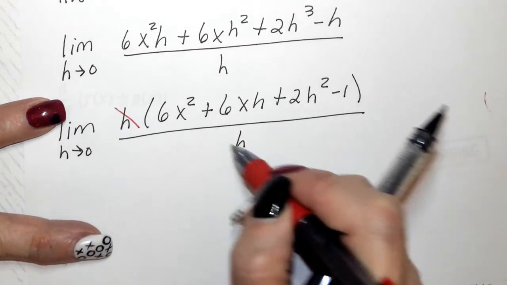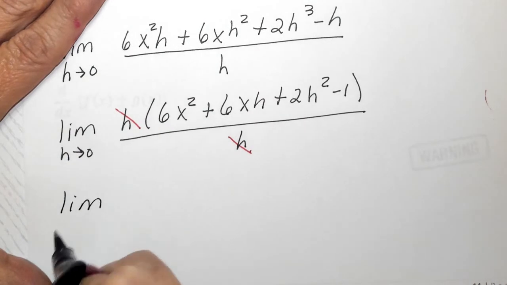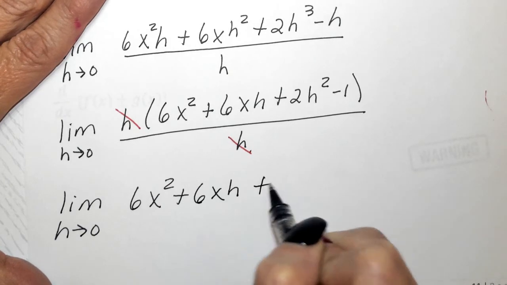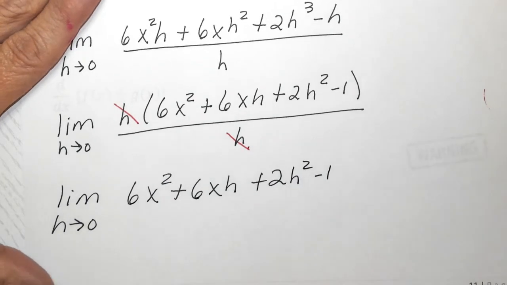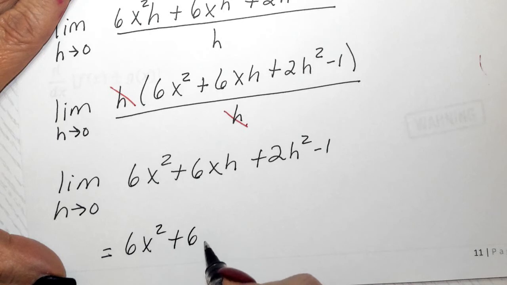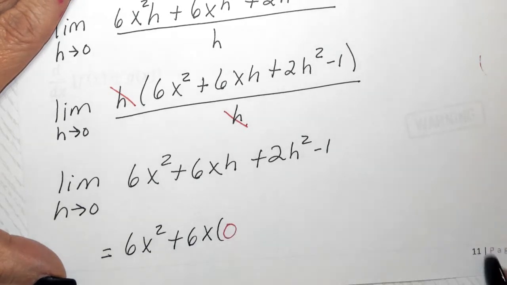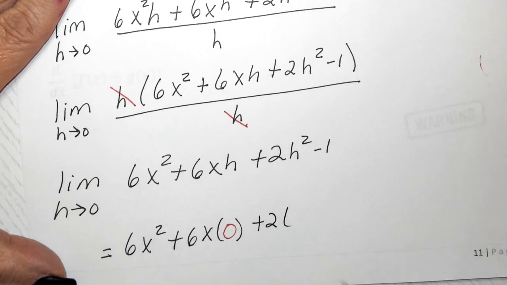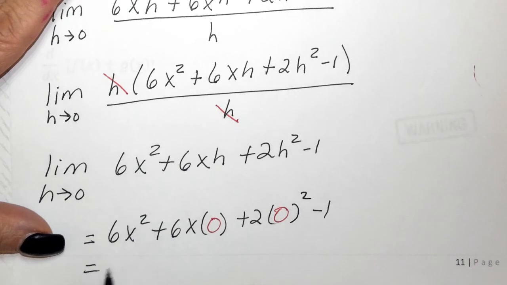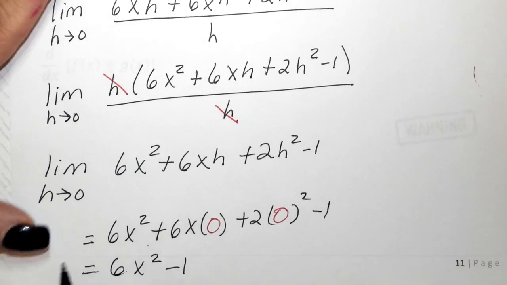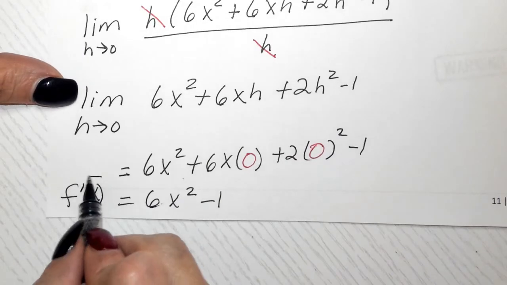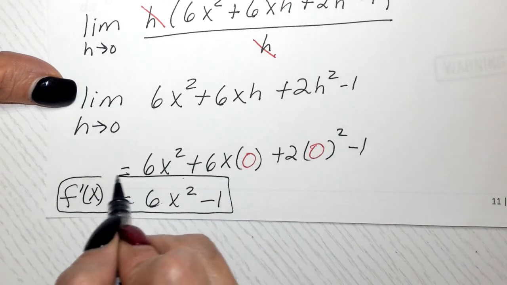Now the h's are going to cancel out. So I'm going to get the limit as h approaches 0 of 6x squared plus 6xh plus 2h squared minus 1. So here's what's going to happen. When I plug 0 in, 6x squared plus 6x times 0 is a 0, plus 2 times 0 is a 0, minus 1, which is going to end up being 6x squared minus 1. So that means f prime of x, the derivative, is going to be this right here.